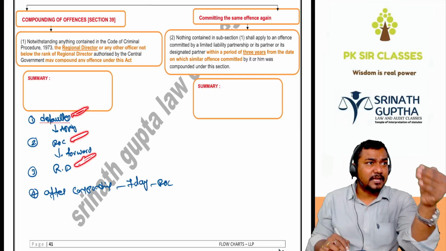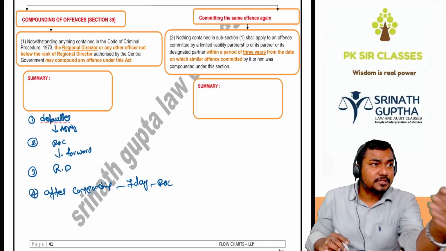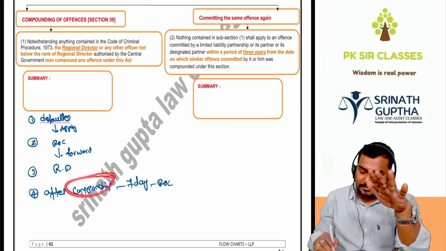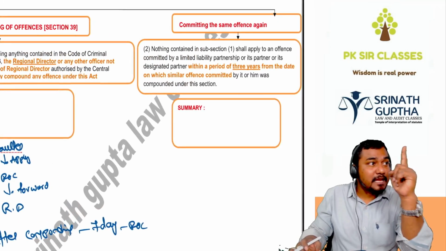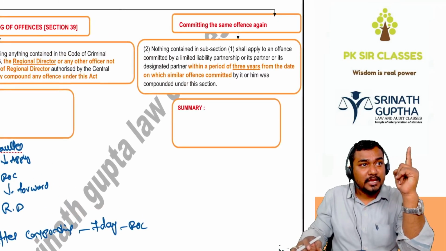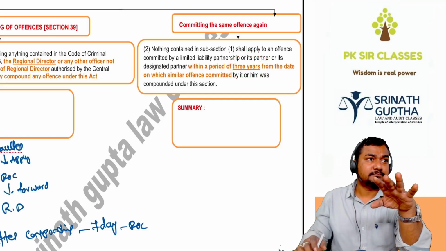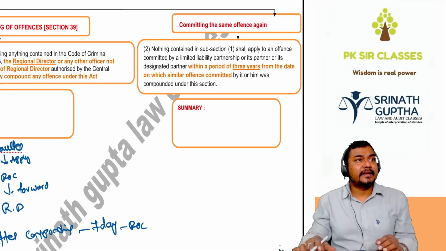That means instead of imprisonment, instead of legal proceedings, instead of prosecution, let us settle the issue at the beginning stage itself. And if it is compounded, we inform the ROC within 7 days. Once a person commits a default, if it is repeated within 3 years, it cannot be compounded, because you are habituated to that kind of default.